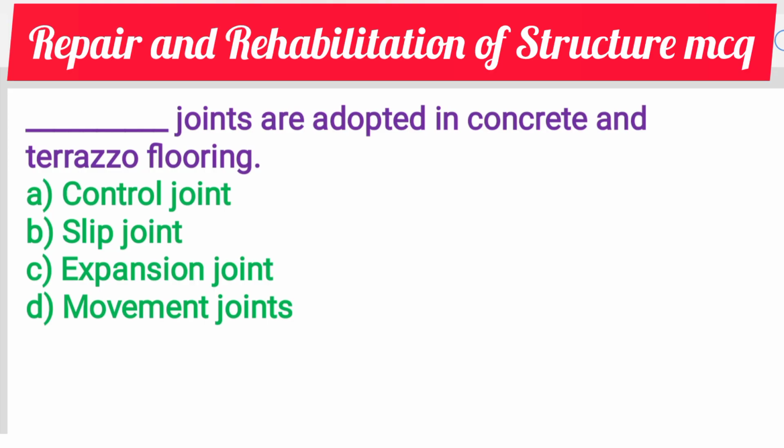So the first question, dash joints are adapted in the concrete and terrace flooring. Option A, control joint. Option B, slip joint. Option C, expansion joint. Option D, movement joint. So the correct answer is option A, control joint.